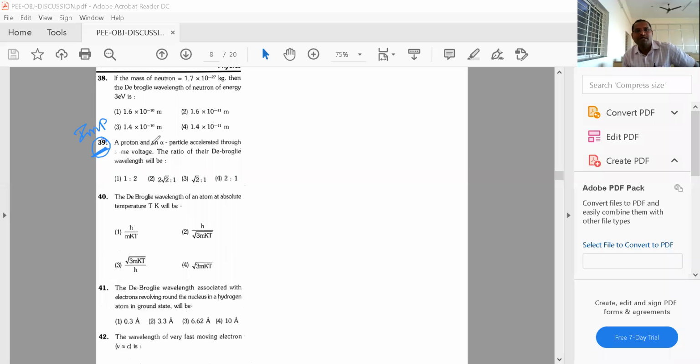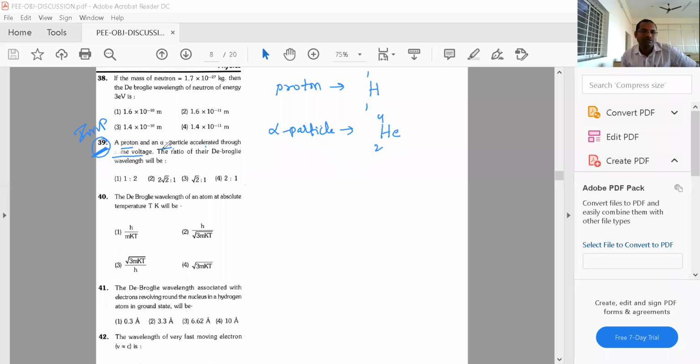A proton and an alpha particle are accelerated through the same potential. One is a proton, another one is an alpha particle. What is a proton? H11 is a proton. What is an alpha particle? An alpha particle is nothing but a helium nucleus, helium-24. If you remove 2 electrons from the helium atom, then it will become an alpha particle. Alpha is always a positive particle, remember.